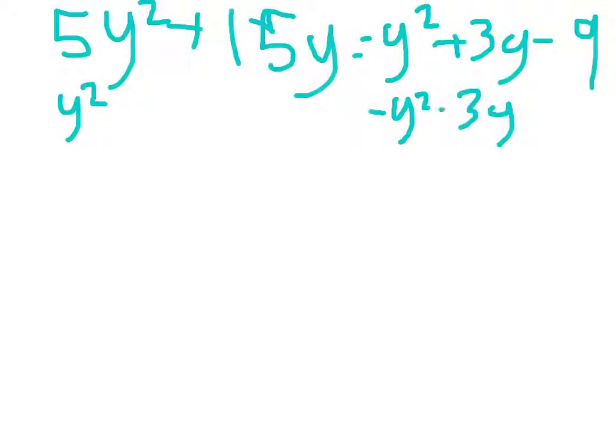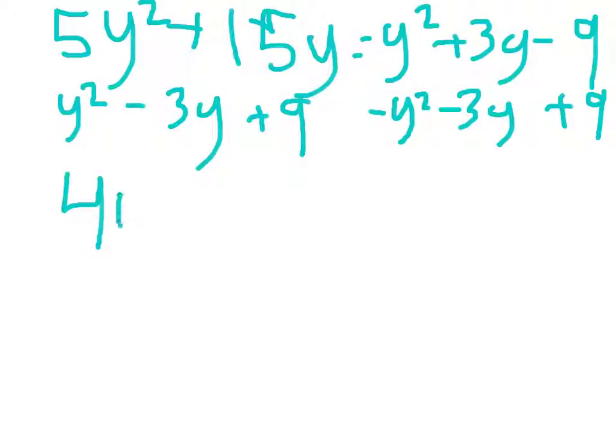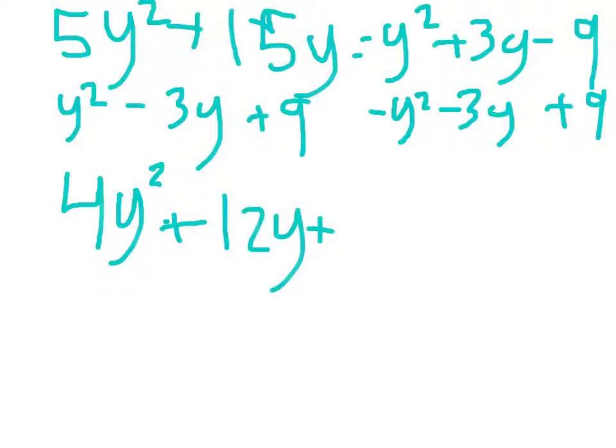3y minus 3y. And add 9 because 9 is negative. Then you would get 4y to the second plus 12y plus 9 equals 0.